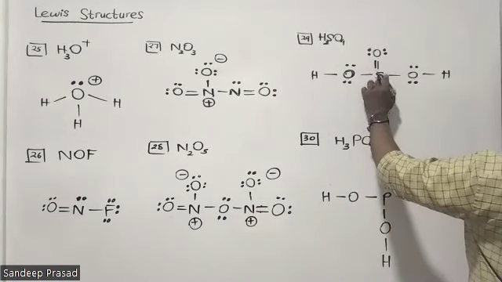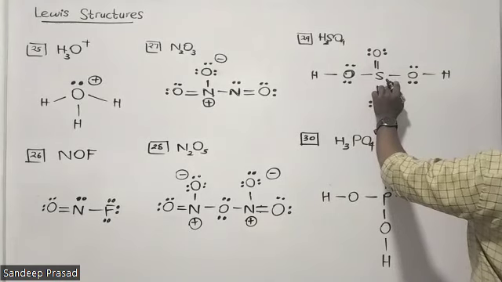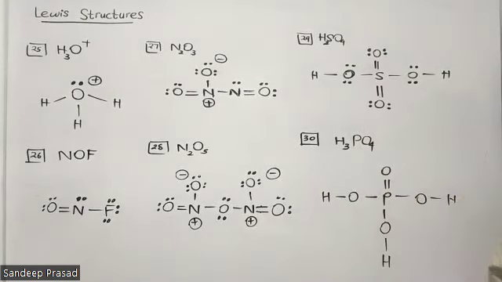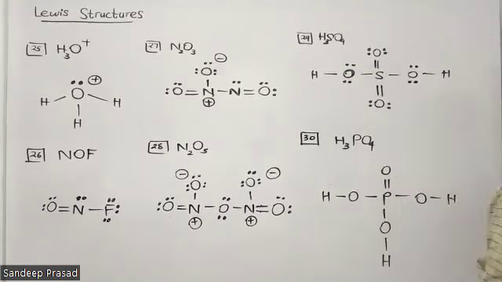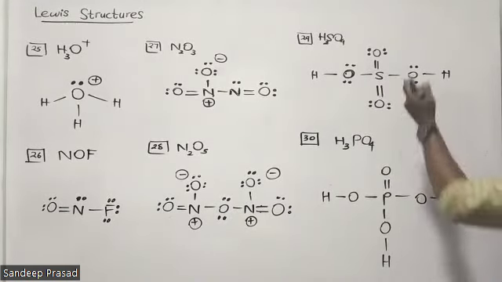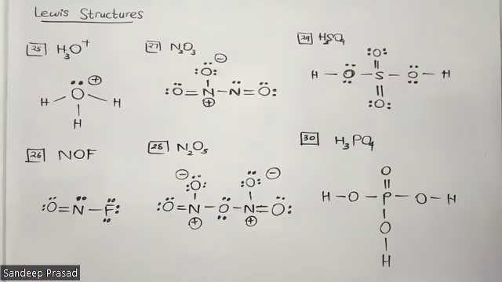But look at the sulfur atom. 1, 2, 3, 4, 5, 6. Valence shell electrons are okay. Octet is exceeding, but it doesn't matter because sulfur belongs to the third period. So this is sulfuric. Lewis structure for the sulfuric molecule. Look at that one.